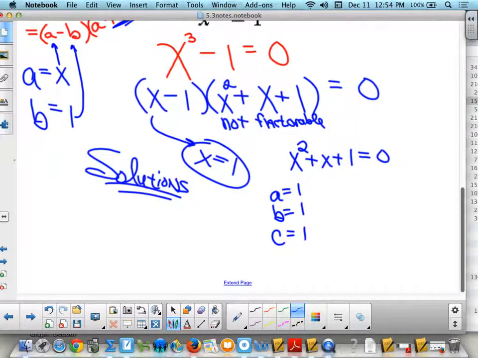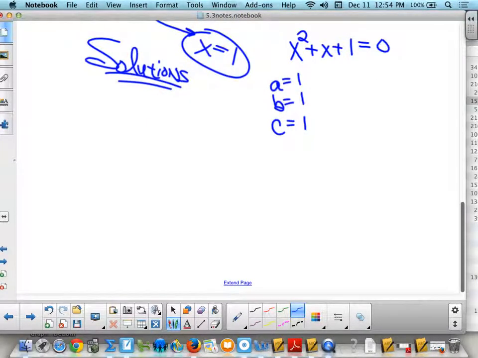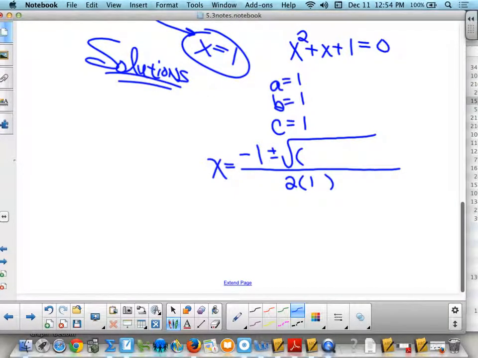1, 1, 1. ABC. Let's go get the zeros. Here we go. I'm sorry, I meant to say, let's go get the solutions. The solutions are x equals opposite of b, negative 1, plus or minus the square root of b squared, 1 squared, minus 4 times a times c, over 2 times a.